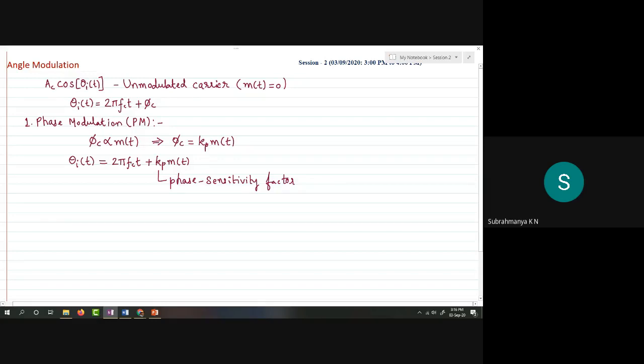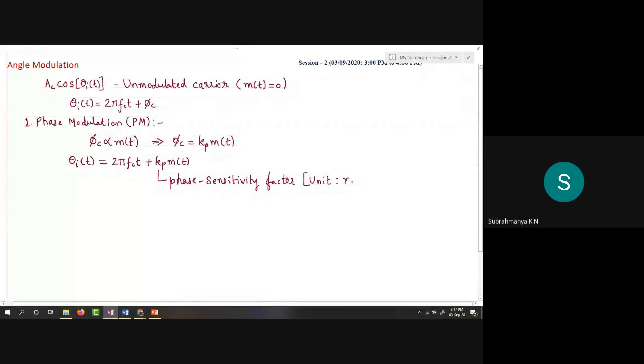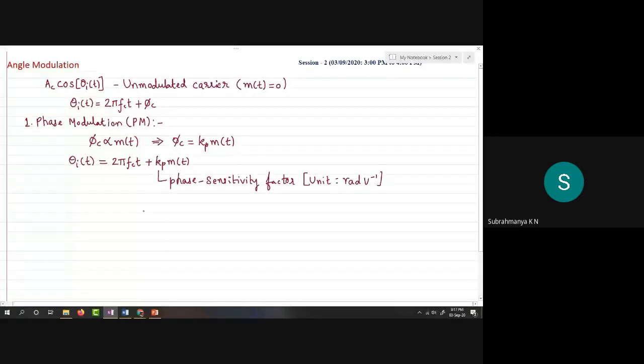Which has the units. You can check that the unit of the angle is radians, so we expect the second half of this equation also to be in radians to match the units. If m(t) is considered to be a voltage signal, what would the unit of kp be? Anybody? It's radians per volt. Correct. So the phase sensitivity factor can be defined in terms of radians per volt, considering that m(t) is a voltage waveform.